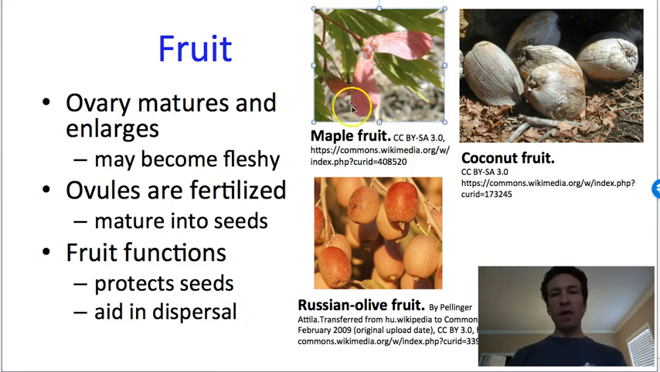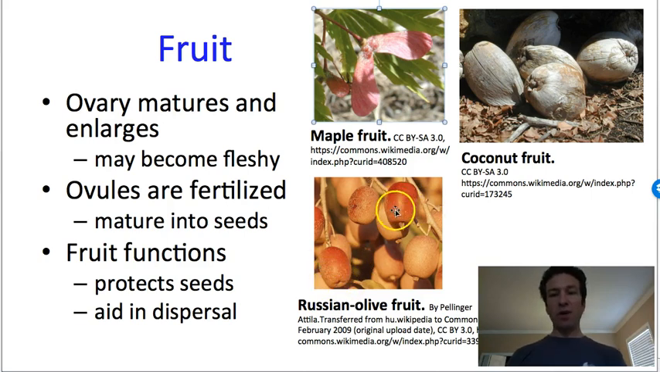In the case of the maple here, it's aiding in dispersal by helping the seeds float away in the wind. In the case of the coconut, this structure floats, and so if you picture a desert island, then if the coconut can make it down to the water, it can float away and it has some chance of landing on a different island.